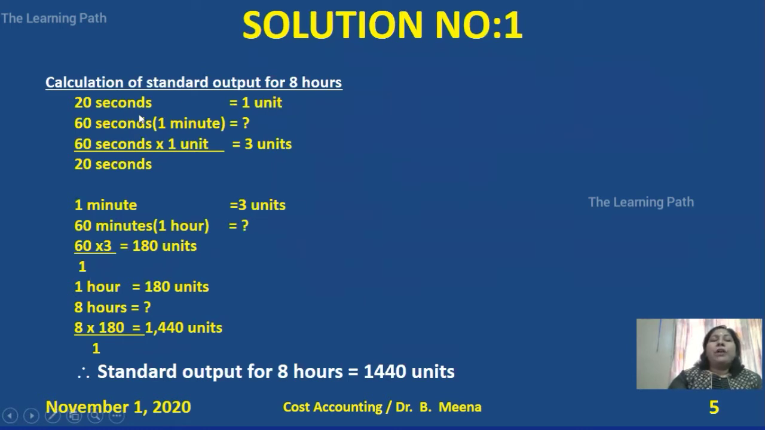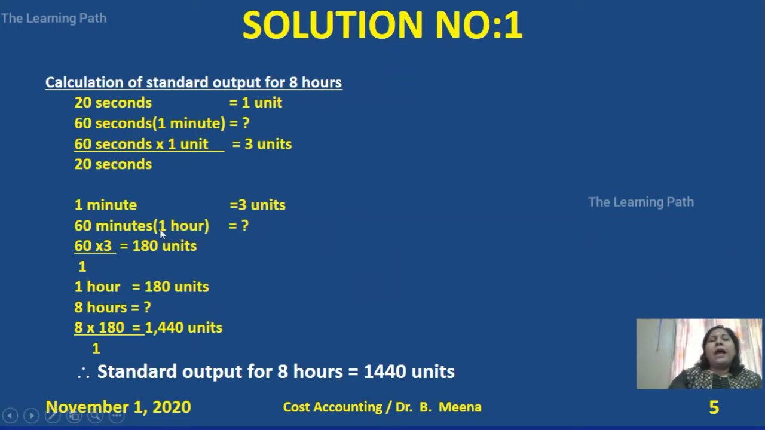So the information available is 20 seconds we need to produce one unit. First of all, I want to convert the seconds into minute. If I convert into a minute, I'll come to know there are 3 units. As per the company standard, a worker can take 1 minute to produce 3 units. So the company is allowing the worker 1 minute for 3 units, which means what is for 1 hour? So minute has to be converted.